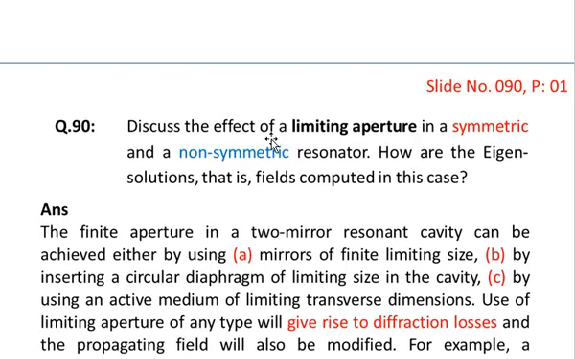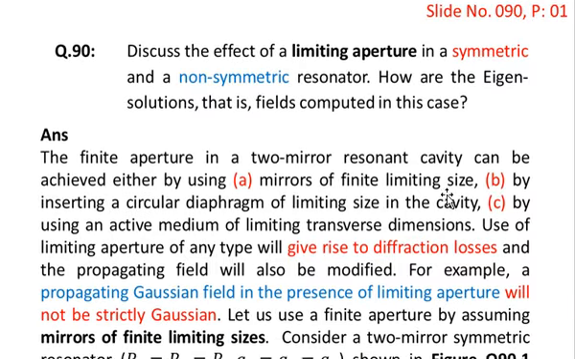Question is, discuss the effect of a limiting aperture in a symmetric and a non-symmetric resonator. How are the eigensolutions, that is fields, computed in this case? The answer is, the finite aperture in a two-mirror resonant cavity can be achieved either by using mirrors of finite limiting aperture. The second case is by inserting a circular diaphragm of limiting size in the cavity. The third option is by using an active medium of limiting transverse dimensions.